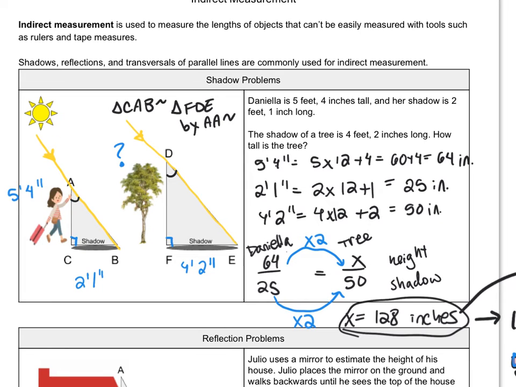So that's a shadow problem. All we did was use similar triangles that have two congruent pairs of angles to write a proportion comparing the length of the shadows to the heights of the objects. And since the sunshine has parallel sun rays, you can do this with any object that casts a shadow. Just write a proportion comparing the heights and the lengths of the shadows.